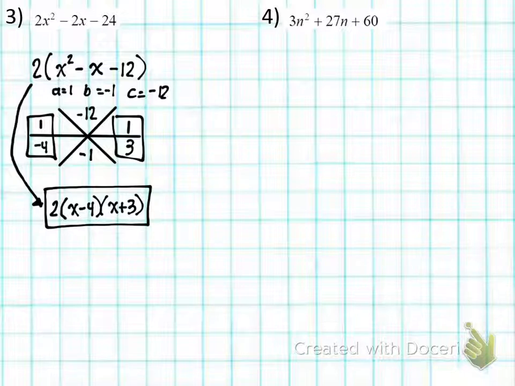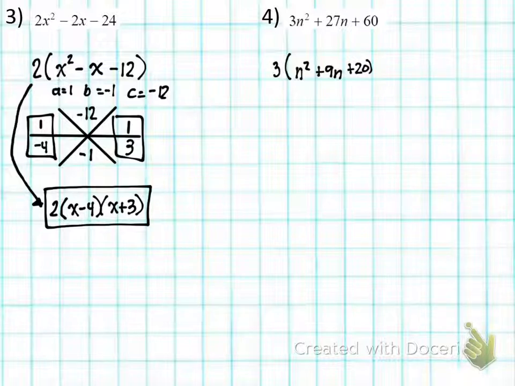Good? Okay. Number 4. I'll start you off and then you're going to finish this one. What do you notice about this one? Can we take out a GCF? Yeah. What's the GCF we could take out? 3. Good. Okay, so let's start this off. 3n squared divided by 3 is? Okay, next one. 27n divided by 3 is positive 9n, not squared. Okay, 60 divided by 3 is? 20. Okay, I want you to finish up this problem.